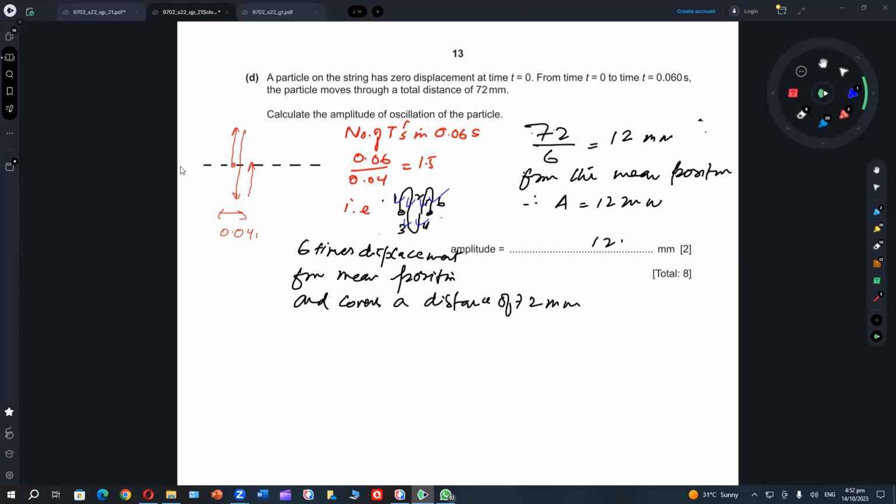And he says that we know that 0.04 is one cycle. 0.04 is the one cycle, and then it is 0.06. So in a time of 0.06, it will travel 6 amplitudes. So you will divide the 72 millimeter by 6.